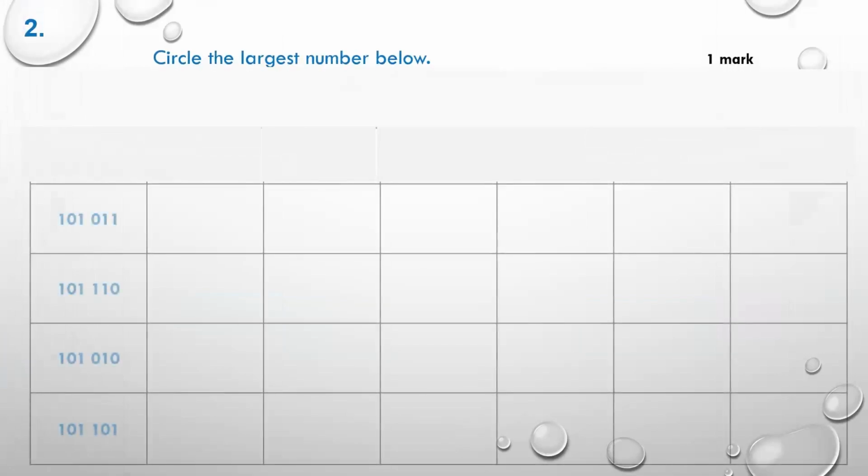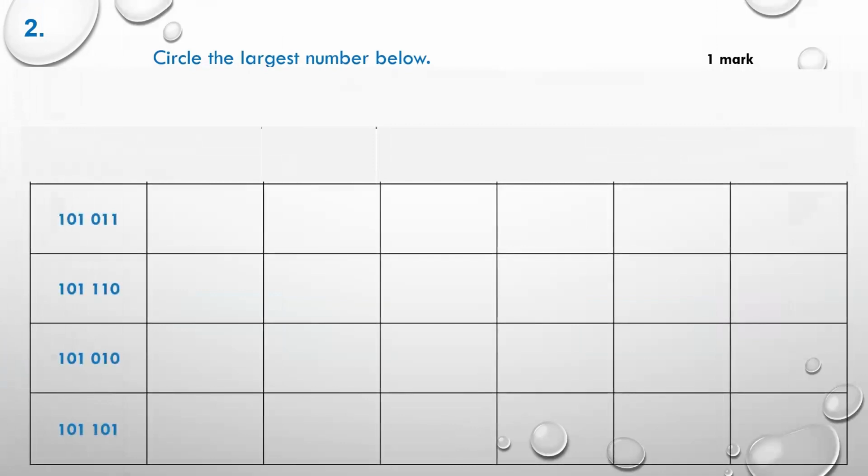So let's go on now to number 2. In this question, they're asking us to look at which of the following numbers is the largest one and circle it. When the question was given for the exam, it was written going across: 101011, comma, 101110, comma, going straight across. Students may have gotten some problems with this, so I'm writing it downwards so we can see a way of identifying which number is larger than the other.